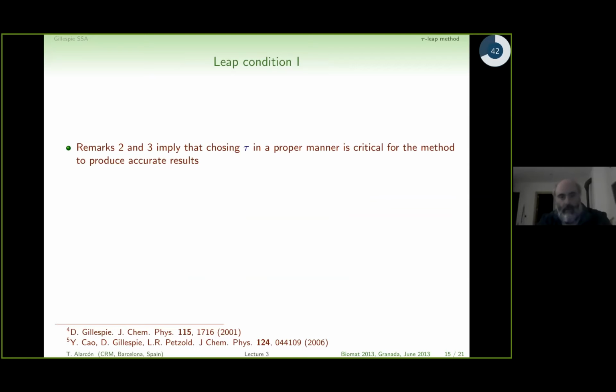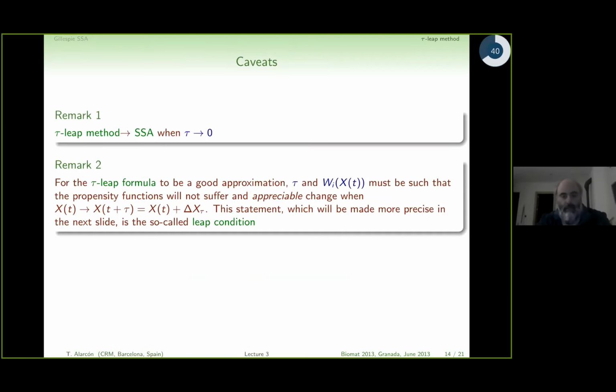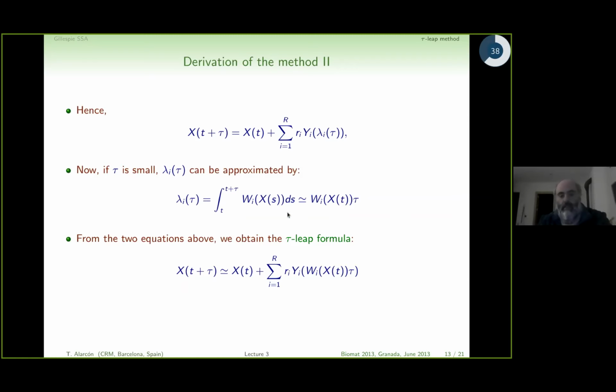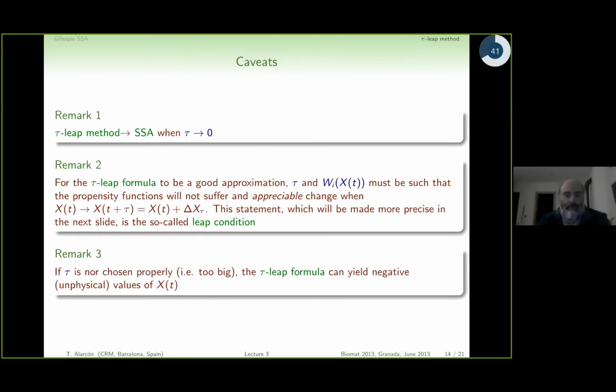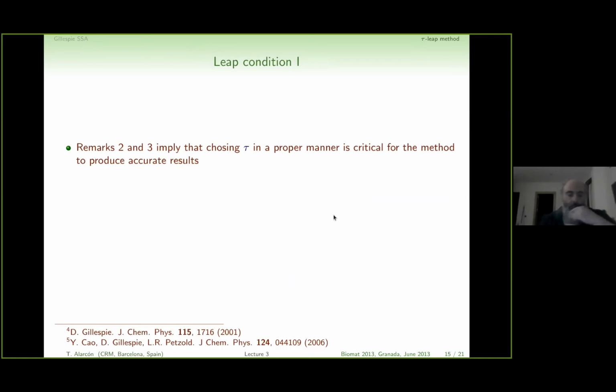Okay. So now we go back to the leap condition, which is basically the conditions under which we can make this approximation. By the way, I forgot to mention this: this tau-leap method was also proposed by Gillespie as an improvement in the efficiency of his original algorithm. And there are many versions of this system.